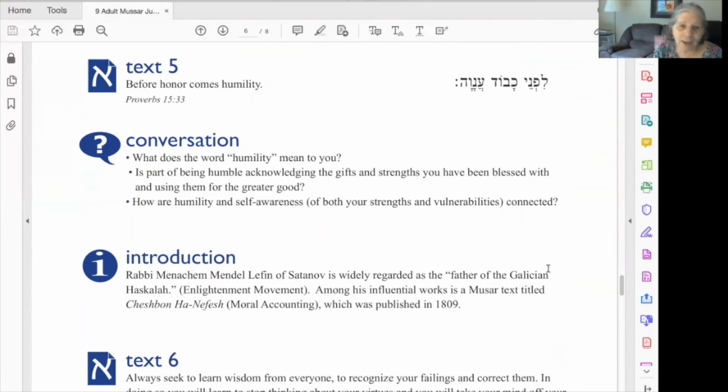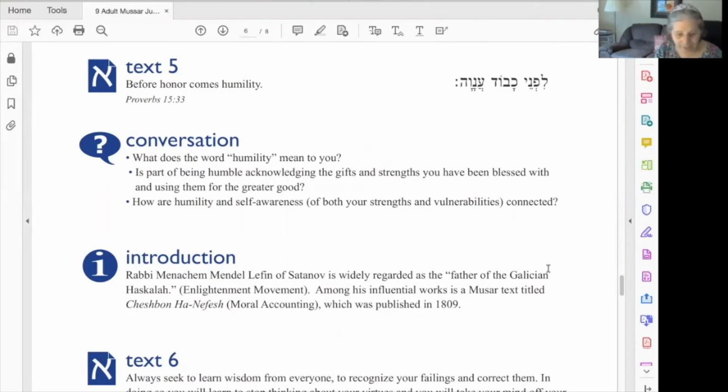And then we are asked, is part of being humble acknowledging the gifts and strengths that we have each been blessed with and using them for the greater good? And perhaps exploring what some of those gifts are in small group discussion. And then coming back to the large group to explore how humility and self-awareness of both one's strengths and vulnerabilities are connected.